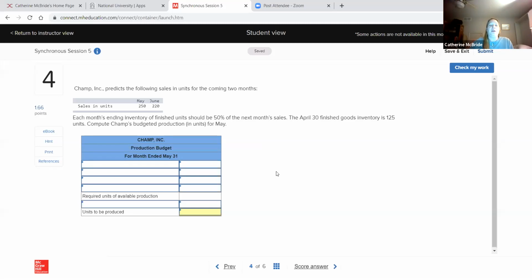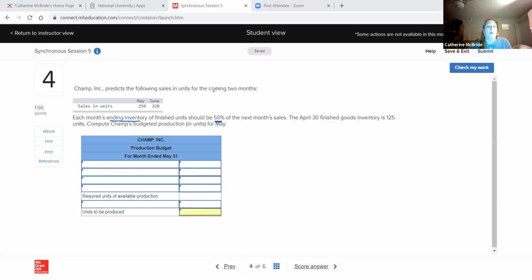Okay, this one we're going to figure out. We know how much we want to sell, how many units we want to sell. Now we have to figure out how many units, to sell that many units, how many units are we going to produce? Because the number that we produce is not going to be exactly the same as the number that we sell. So we know that in May we want to sell 250 units, and in June we're budgeted to sell 220 units. We also know that we want to have ending inventory that's 50% of the next month's sales.